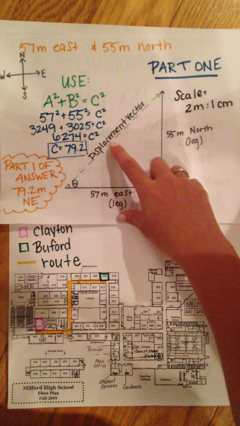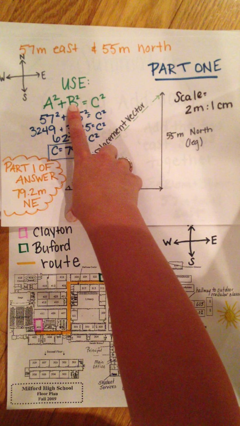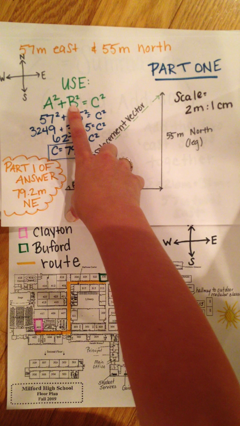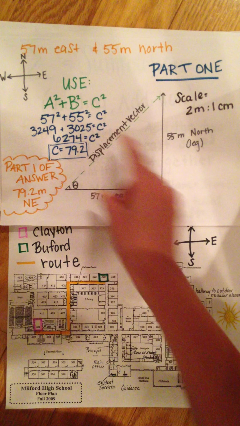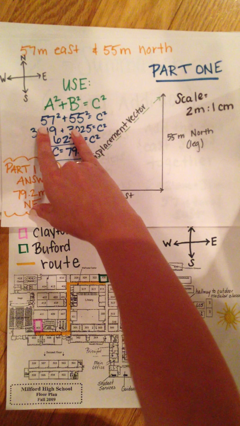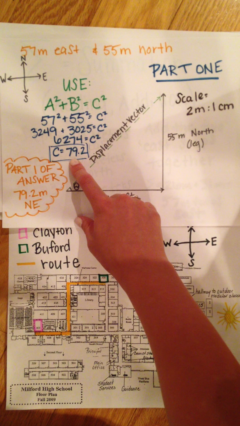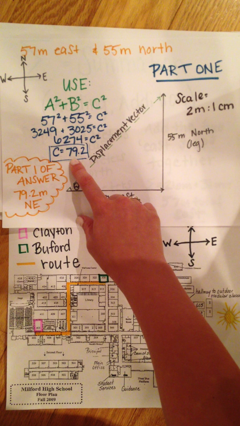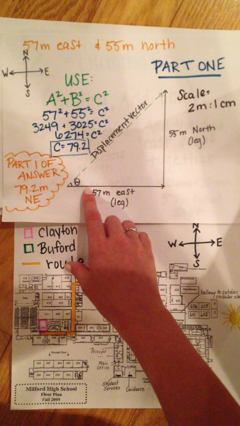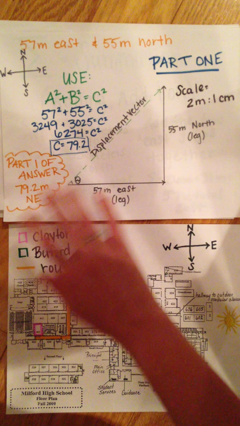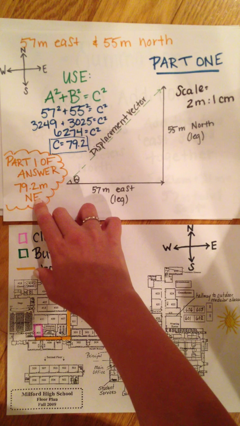So in order to find this hypotenuse, or this displacement vector, you can use the Pythagorean theorem. I'm sure a lot of you have seen this before. a squared plus b squared equals c squared. So you just plug in these legs here, do the math. You find that the hypotenuse is 79.2 meters long. So that's only part 1 though, because we still have to find the degrees. But so now we know that the displacement vector is actually 79.2 meters long.